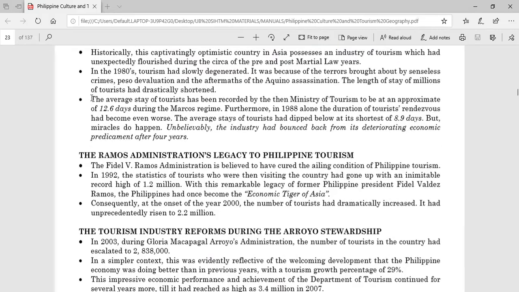All right. So the average stay of tourists has been recorded by the then Ministry of Tourism to be at an approximate of 12.6 days during the Marcos regime. All right. So the average days of tourists had dipped below at its shortest of 8.9 days because of that. However, with a miracle, unbelievably, the industry had bounced back from its deteriorating economic predicament after 4 years.